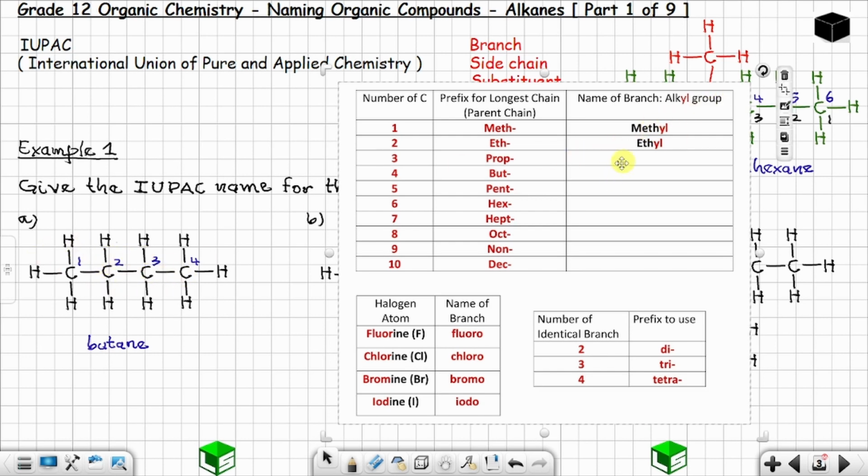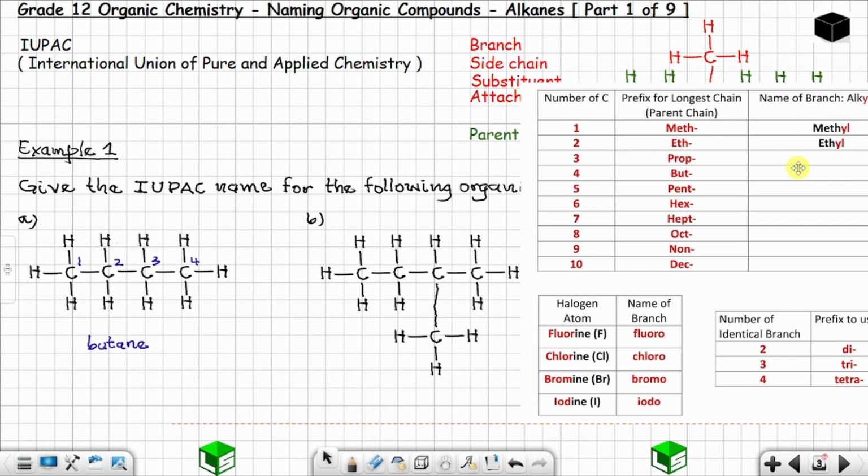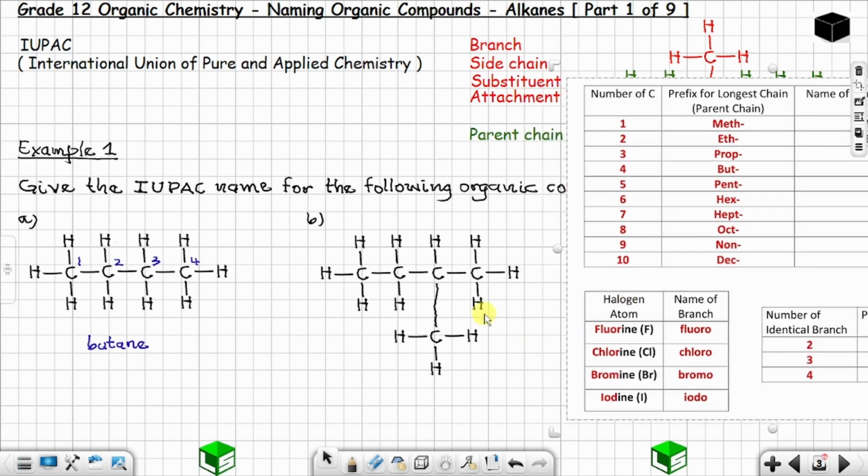Now let's see question B. With question B, you have to identify first the longest continuous chain. If I do this 1, 2, 3, 4, or 1, 2, 3, 4, the longest continuous chain will be 4 carbons. Let me take the straight one. If I take the straight one, this will be the branch. Or you can do this: you choose this one and this will be the branch. So it doesn't change anything. Let's just take the straight chain, which is this one.